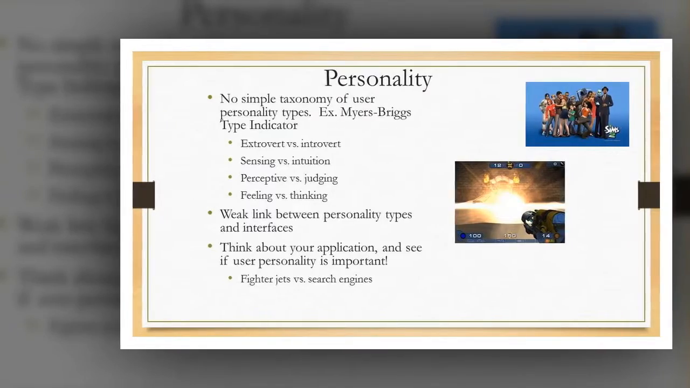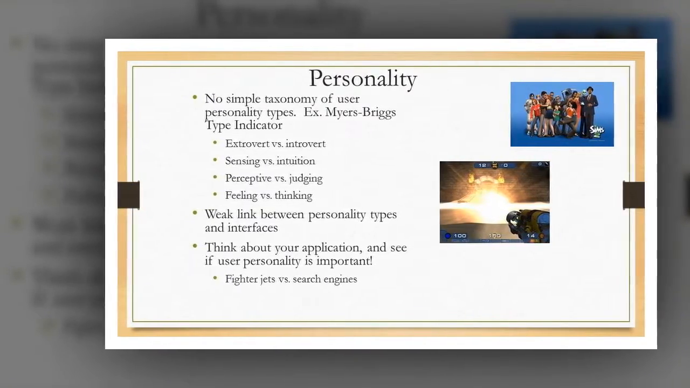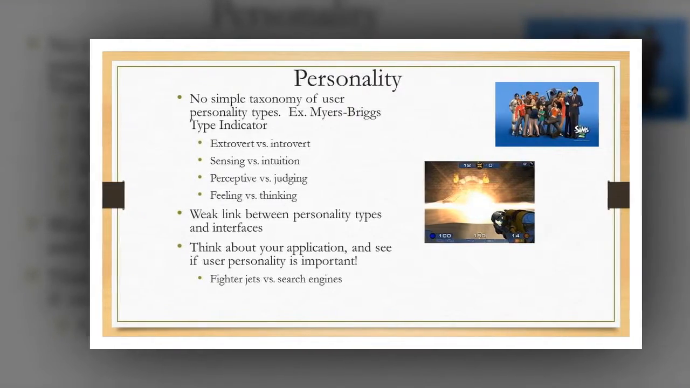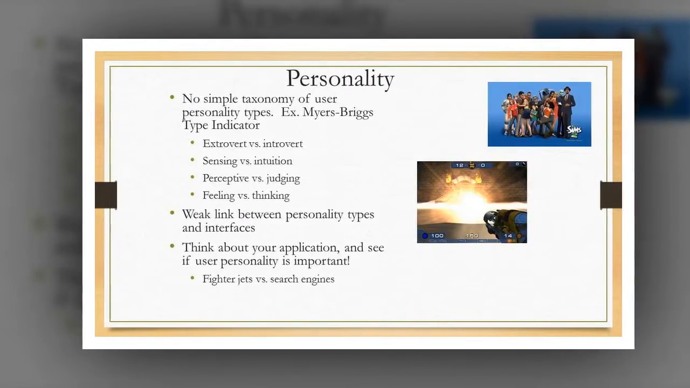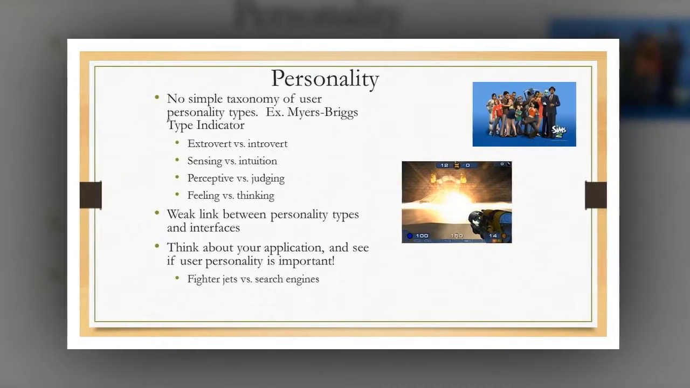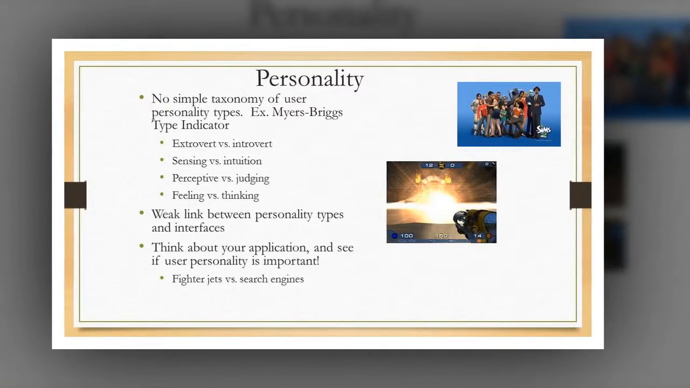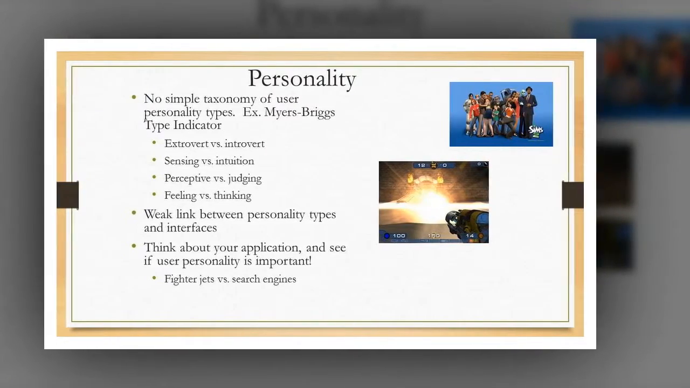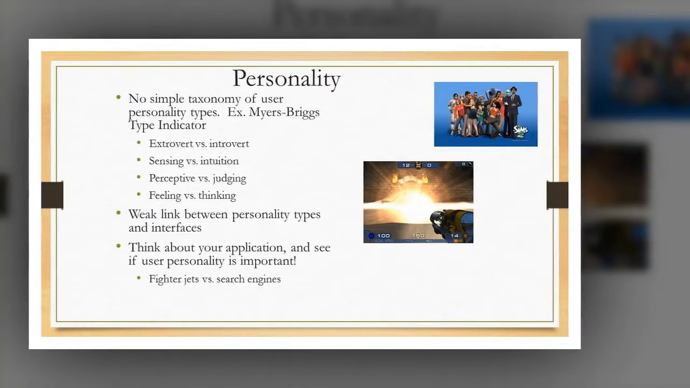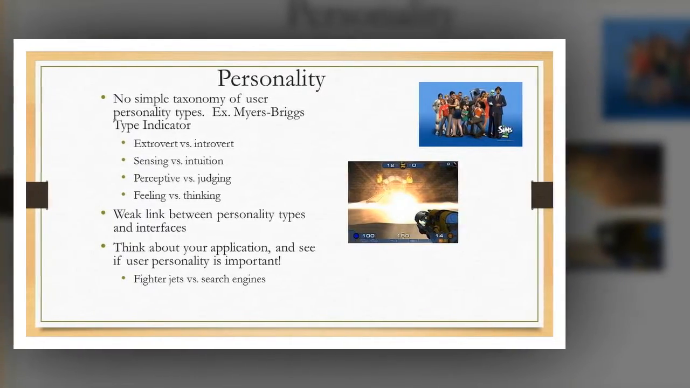Personality. There is no simple taxonomy of user personality types. Example: Myers-Briggs type indicator: extrovert versus introvert, sensing versus intuition, perceptive versus judging, feeling versus thinking. There is a weak link between personality types and interfaces. Think about your application and see if user personality is important. Fighter jets versus search engines.